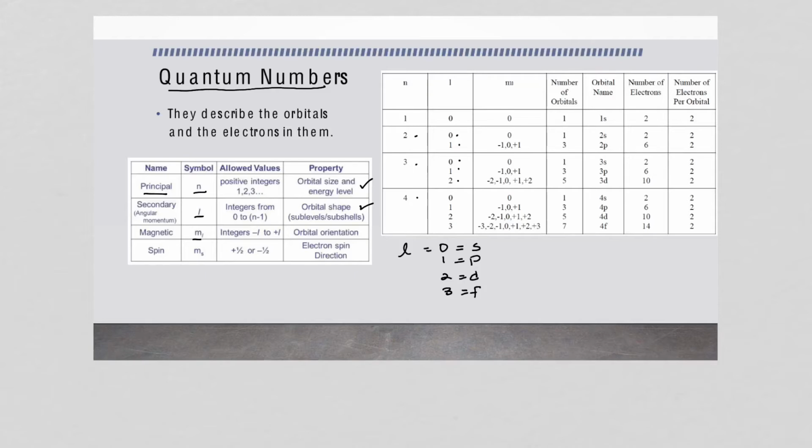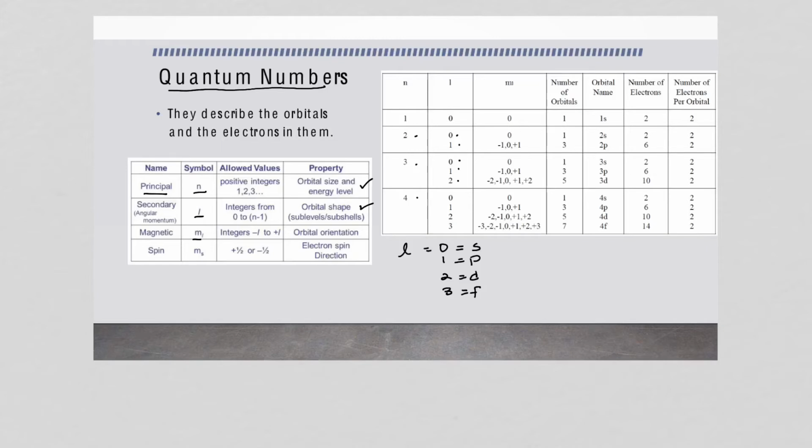So if we look at our table, if we have an L of 0, then the only possible m sub L value is also 0. So every time we have an L of 0, the m sub L value set is 0. But if we have an L of 1, then we have possible values of negative L to positive L, so negative 1 to positive 1, and all the integers in that set are negative 1, 0, positive 1. If we have an L of 2, we have everything between negative 2 and positive 2, so that would be negative 2, negative 1, 0, positive 1, positive 2.